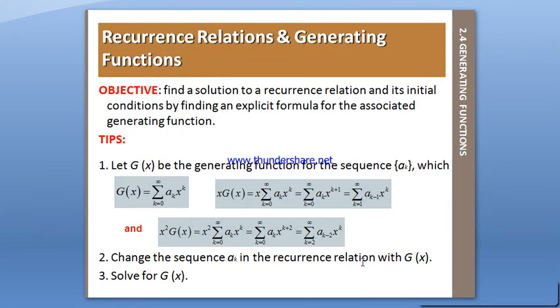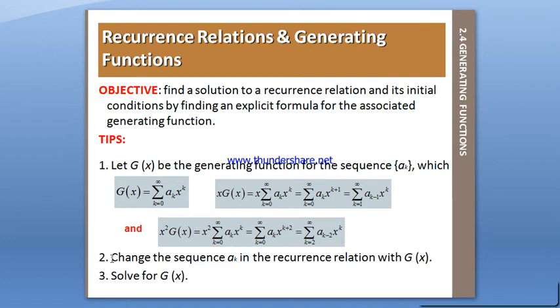Now let us see how recurrence relations can be solved using generating functions. There is a systematic procedure here. First we denote g of x as sigma a_k x^k for k equal to 0 to infinity. When this g of x is multiplied by x, we have the corresponding expression summation a_(k-1) x^k for k equal to 1 to infinity. Similarly, we can write for x square g of x, sigma a_(k-2) x^k for k equal to 2 to infinity.